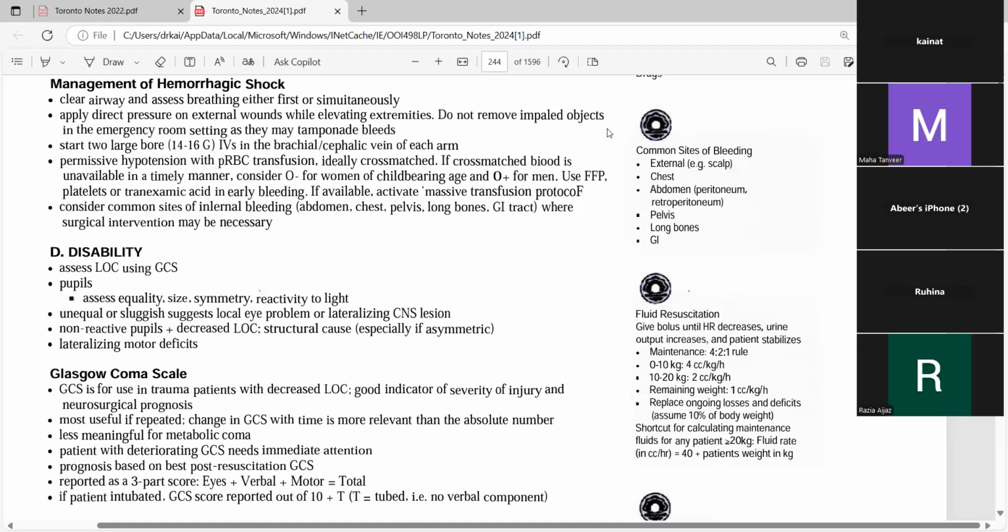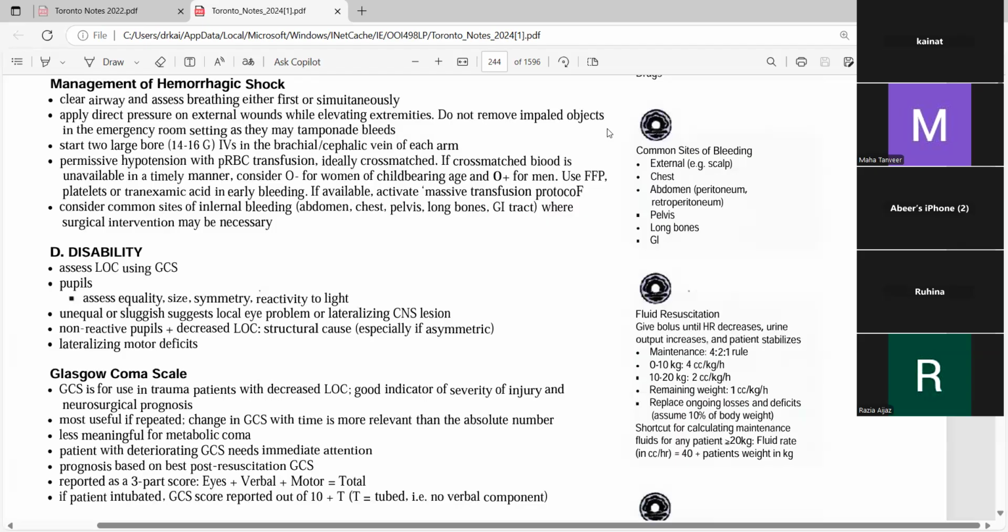Then Glasgow Coma Scale, as we said, GCS is very, very important. You have to do it on your fingertips. It is a good indicator for the severity of the injury and neurological prognosis. So you have to know, they can ask you in the MCQs, why do you check the GCS? It is a good indicator for the severity of injury and the neurological prognosis, okay? Then coming to fluid resuscitation: give bolus until the heart rate decreases, urine output increases, and the patient stabilizes. That's how you're going to do the fluid resuscitation.